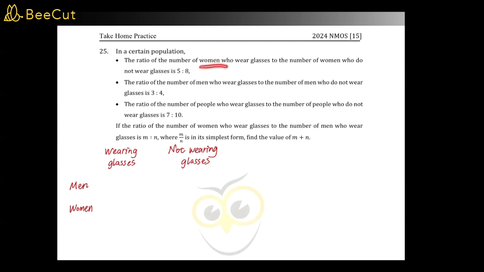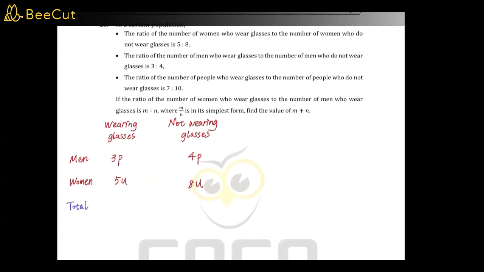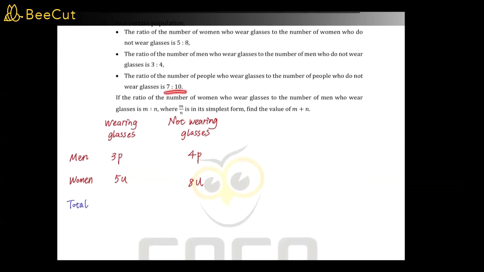So it says that for the women, this ratio is 5 to 8. Let's say this is 5U, this 8U. And for the men, wearing glasses to not wearing glasses is 3 to 4. Let's say the number of men who are wearing glasses is 3P, not wearing is 4P. Follow the ratio given, 3 to 4. So for the total, it follows the ratio 7 to 10.